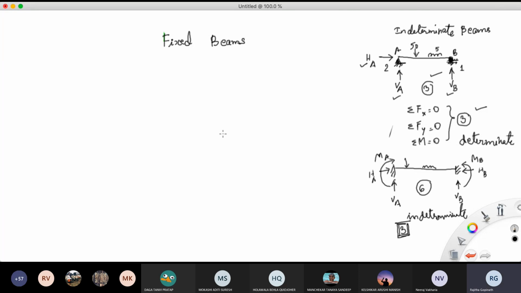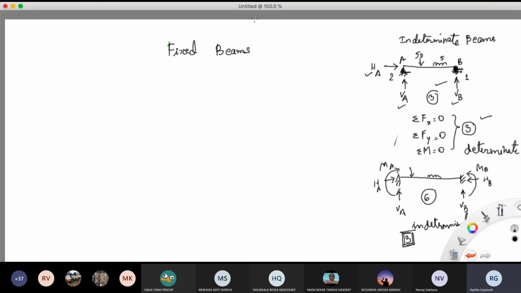Now let's come to fixed end beams here. And how do we find the bending moment? If you have a determinate beam, it is easy to find the BM, the bending moment distribution. Let me draw here. Did everyone understand this much? Okay.